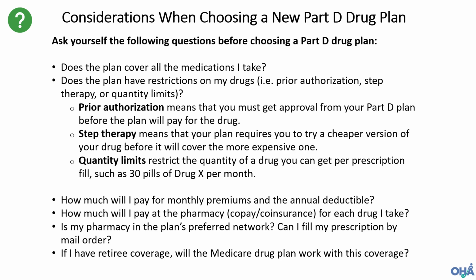Prior authorizations mean that you must get approval from your Part D plan before the plan will pay for the drug. Step therapy means that your plan requires you to try a cheaper version of the drug before it will cover the more expensive one. And quantity limits restrict the quantity of the drugs you can get per prescription fill, such as 30-day pills or drug X per month. How much will I pay for a monthly premium and an annual deductible?